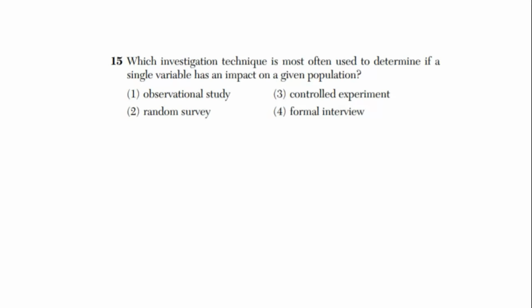So this one has a couple of values that look weird. The statistics comes up weird in Algebra 2 at times with the wording. What I want you to see is when we're trying to figure out which technique can be used to determine if a single variable has an impact on a given population, we're talking about a particular single variable. The best way that we can do that is with a controlled experiment.